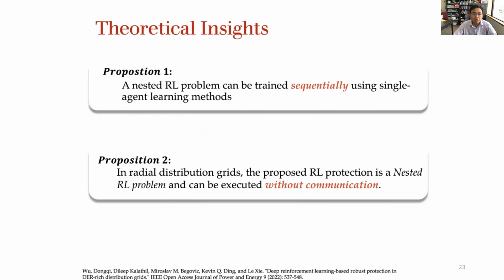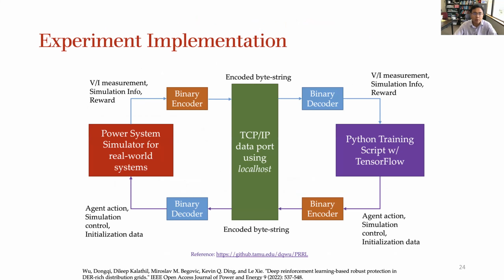And that's the proposition that this can be trained sequentially using a single agent learning method. And in a distribution grid that is totally radial, this proposed RL protection is a nested problem and can be executed without any communication needs. And this is the experiment design. It is also open sourced.